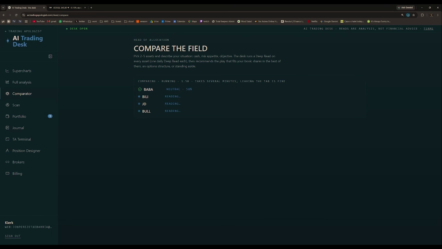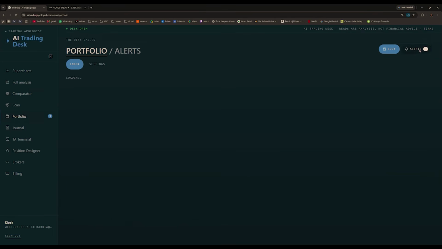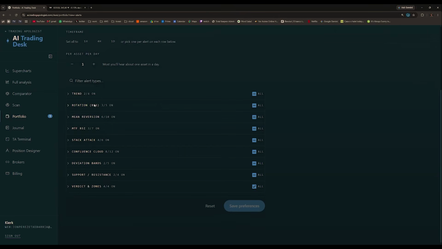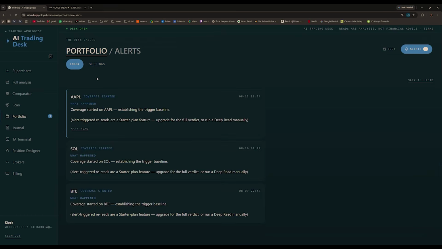I already have work started on that one. The main issue for the research component is the volume. I need to find an efficient way of doing that processing. One thing that you can do is you can actually do it through your portfolio. The portfolio has alerts that if you go to settings and you activate the email, they will email you when something happens. Like you can see the rotation radar, mean reversion, multi-time frame RSI, stack attack, confluence cloud. Sorry, I need to change this one now that I say it, right? So these will help you get an email when something happens, right?